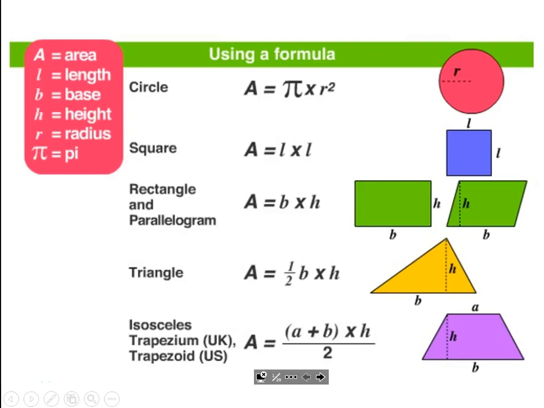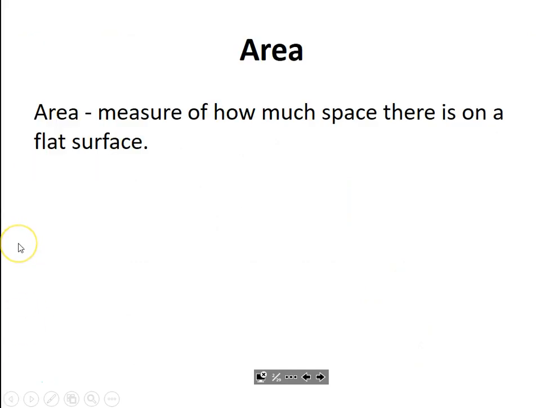So this is Unit 8, Section 1, and this unit's over volume, but first we're going to cover area because area is going to be used when we're solving for volume. So our first slide here is on area. What does it mean? Area is the measure of how much space there is on a flat surface.